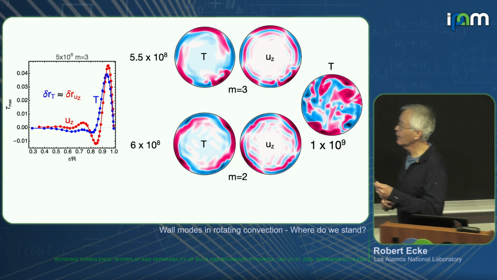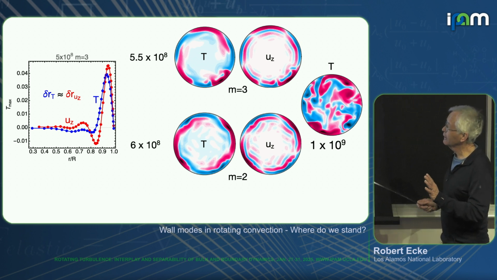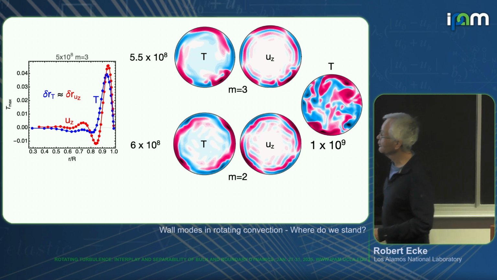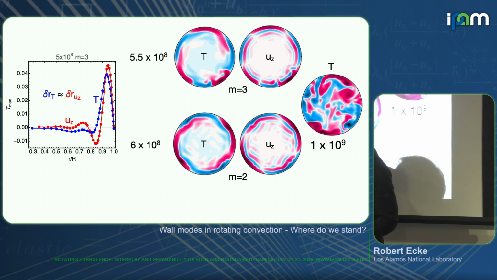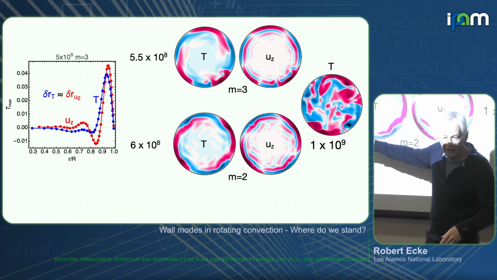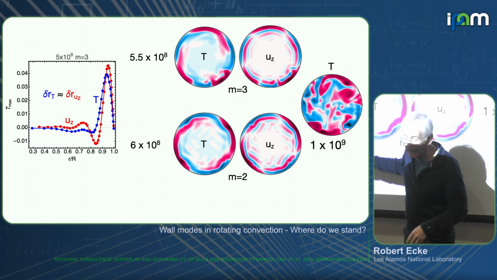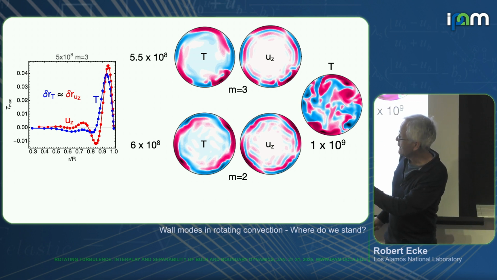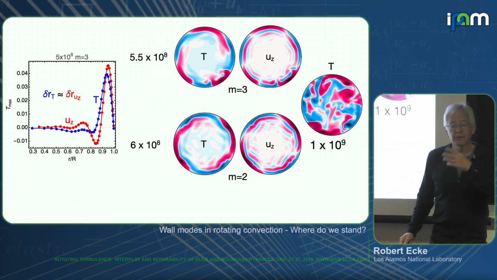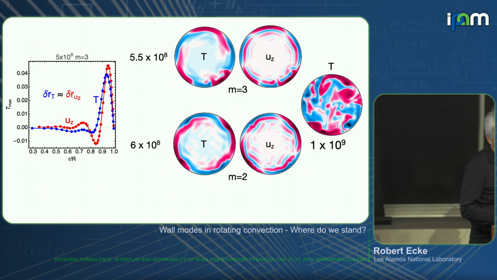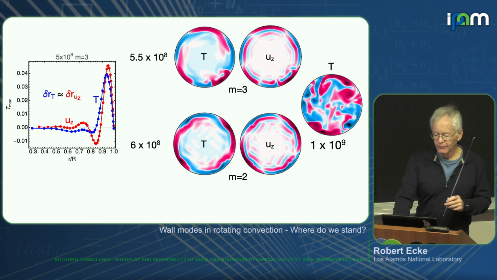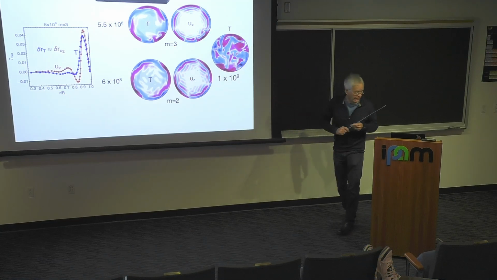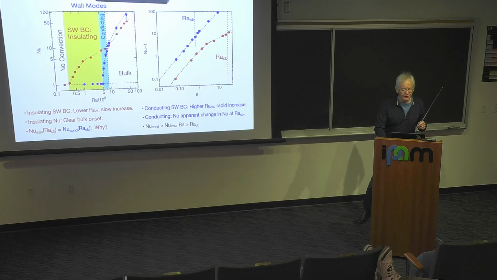And so one of the interesting things that happens is that when you put conducting wall modes, this differentiation between the temperature field and the velocity field vanishes, and now they're both localized, having to do with, in this case, a zero boundary condition for theta at the wall compared to a d theta dr condition for insulating boundaries. And you can see there's some interesting properties here, which we haven't really characterized in any great detail.